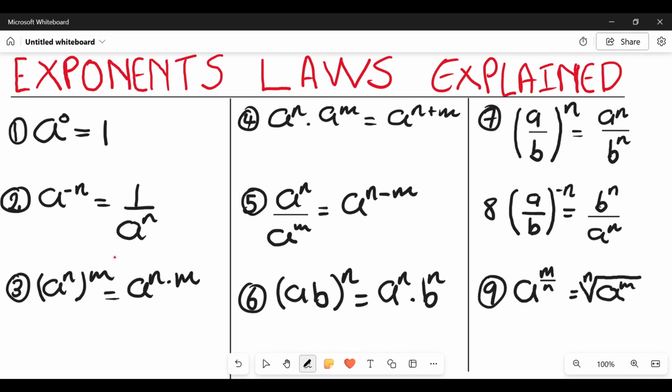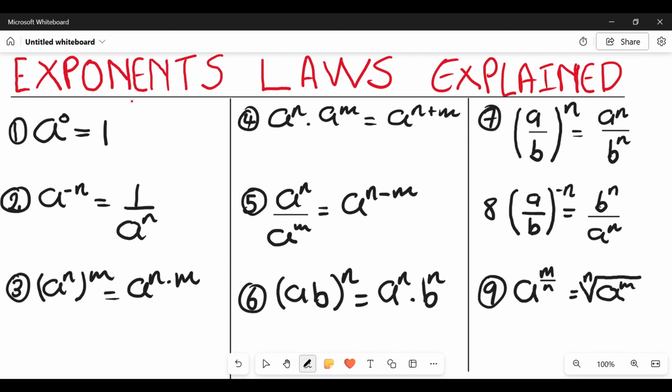Today on this video we'll be explaining the exponent laws that you see here. As you can see, we have 9 exponent laws on this video. Now we're going to explain each and every law separately, and we're going to make some examples so that you can apply these laws.